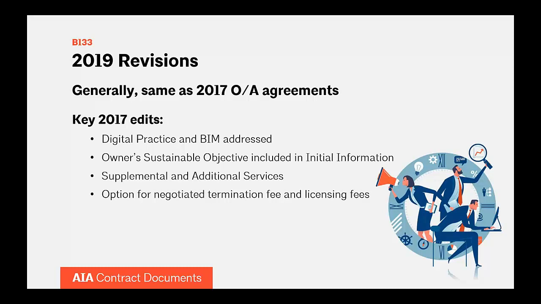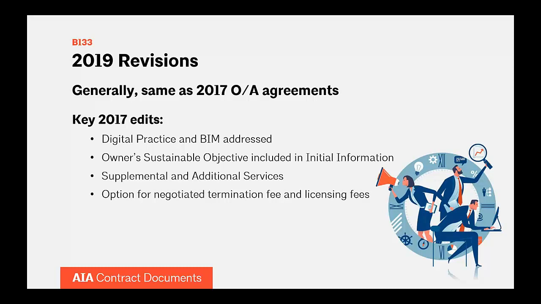Most of the changes that were made to B133 for 2019 are changes that were made to conform to the 2017 revisions in the owner-architect agreements. The key edits were the addition of provisions related to digital practice and BIM, which Arlen talked about with regard to A133. Pretty much the same provisions were included in the owner-architect agreement. There's a fill point in the initial information so that the owner can identify a sustainable objective if the owner has one.